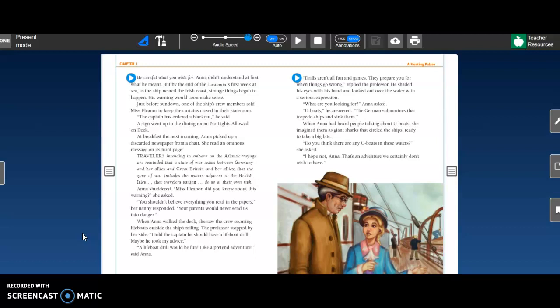So enjoy. I think you'll enjoy learning about this historical event that you might not know that much about. And yeah, just getting a picture into a story that's pretty exciting.